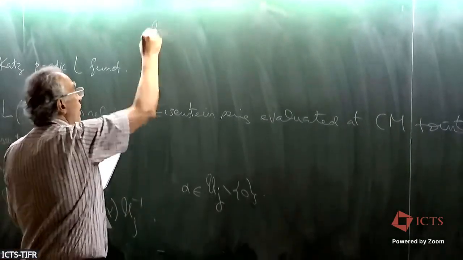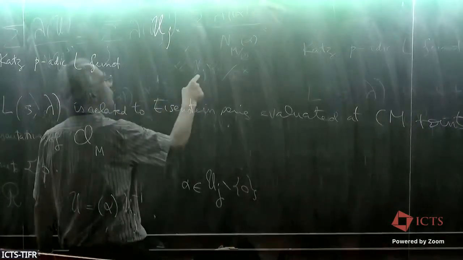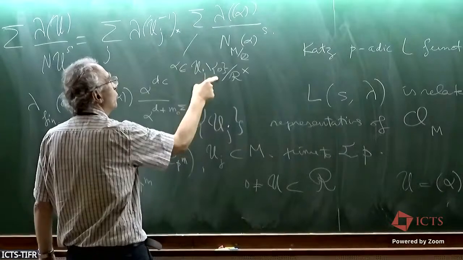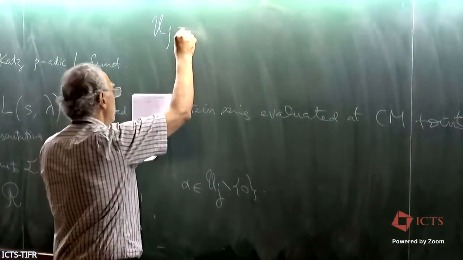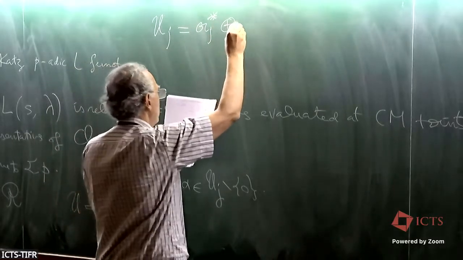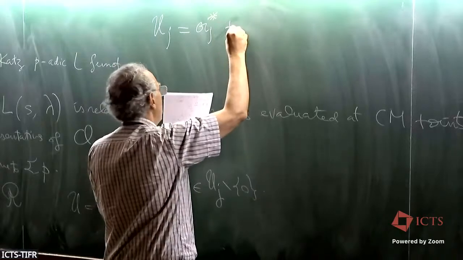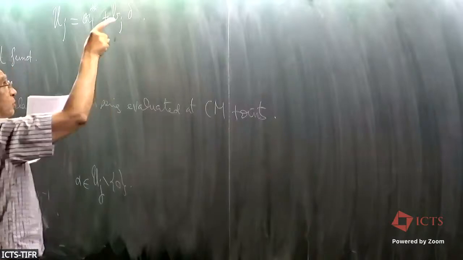You see, you write the ideal AJ, because after all, alpha runs over AJ minus 0. So you write the ideal AJ as AJ star plus BJ times some delta. So what is delta?